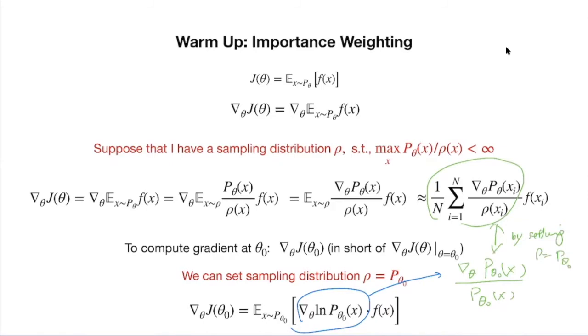So this is essentially the REINFORCE trick in disguise, the log derivative trick. We will see this trick immediately applies to reinforcement learning. Here I'm just doing this for a regular, non-Markovian decision process setting.